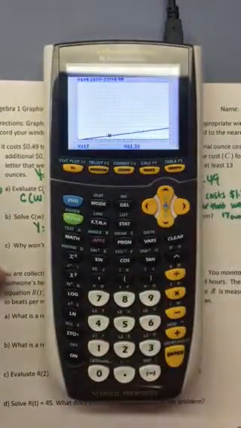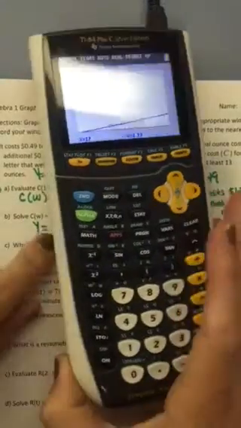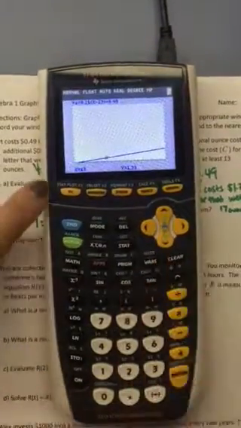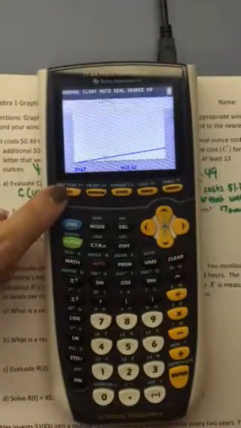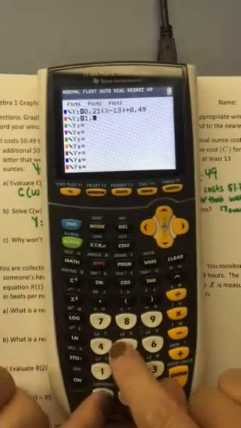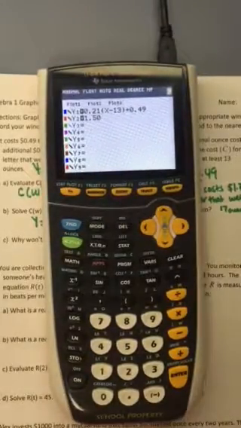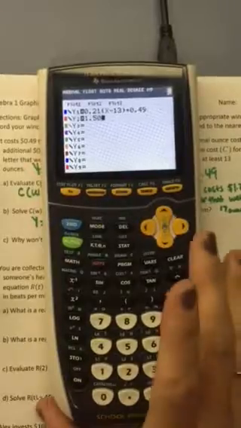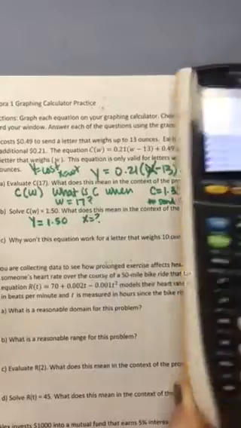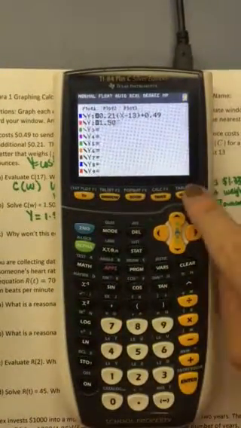This is going to be something we do differently. If we know the Y value, we're going to graph it. So go back to the Y equals menu, and under Y2, we're going to type 1.50. You could also just type 1.5. So Y equals 1.50, and we got that because that's our output, that's our cost. Now I'm going to hit graph.